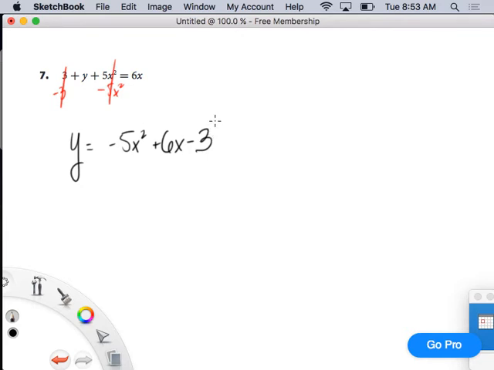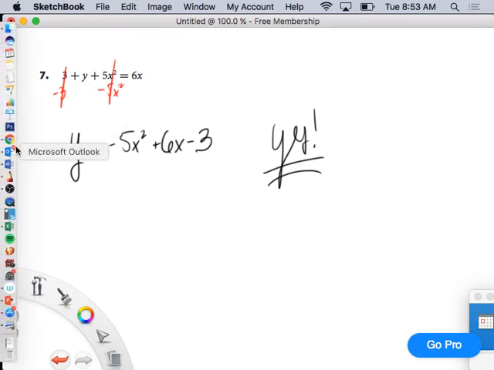Is that a quadratic function? Yes. So the answer is simply yes. But I have to solve for y first to make sure it's just a function. Okay? Any questions about that? No? Okay. Really good job, class.